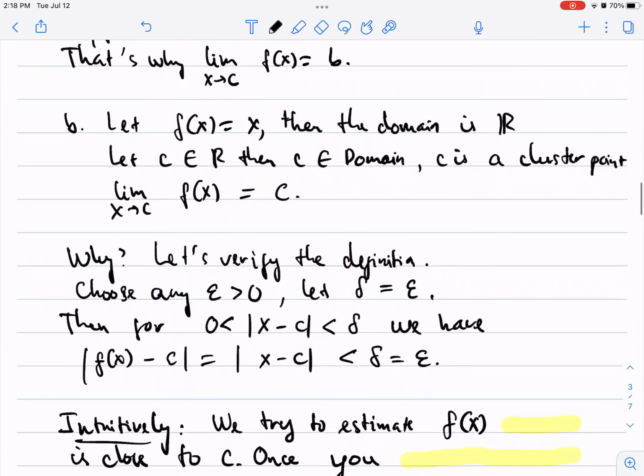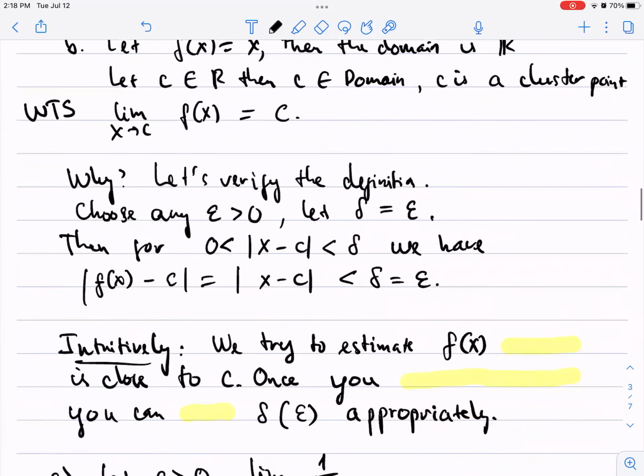Now, the next example is slightly more complicated. Let f(x) equal x. Then the domain of this function is again the set of real numbers. Let c be a real number. Then c is certainly in the domain, and c is a cluster point. We want to show that the limit of f(x) when x approaches c is equal to c. Why? Let's verify the definition.